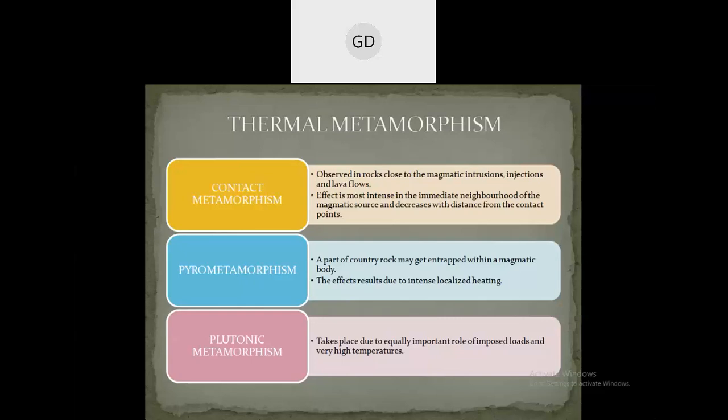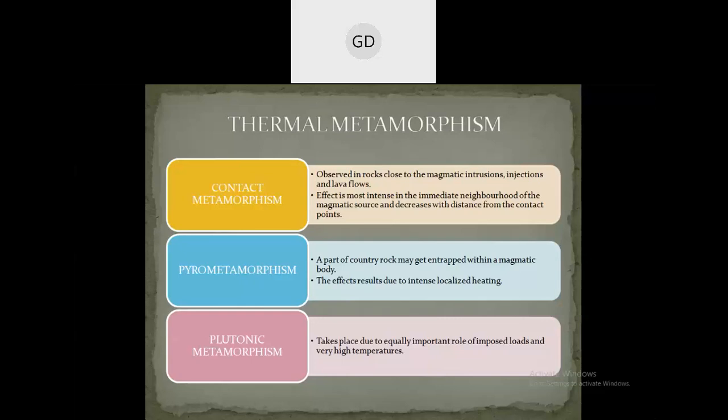Okay, that includes a variety of your metamorphic processes, and in your thermal metamorphism, the main factor is heat. From the name itself, we can say that: thermal. So the main factor that plays an important role here is your heat factor in your thermal metamorphism. Like in contact metamorphism, it is a common type of thermal metamorphism, and these are observed in rocks which are very close to the magmatic intrusions. So near the magmatic intrusions, you can find this contact metamorphism happening.